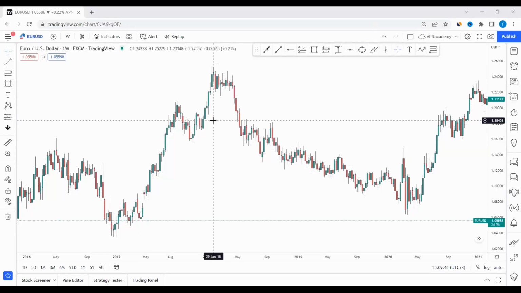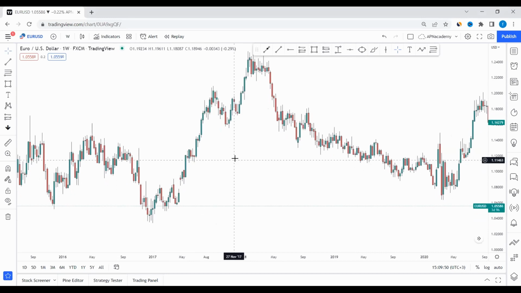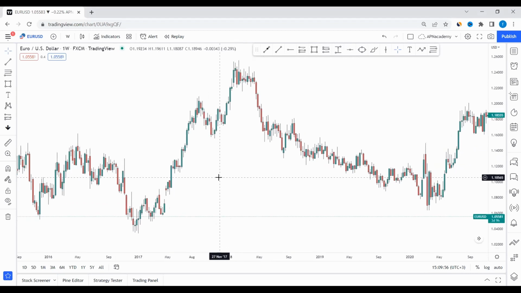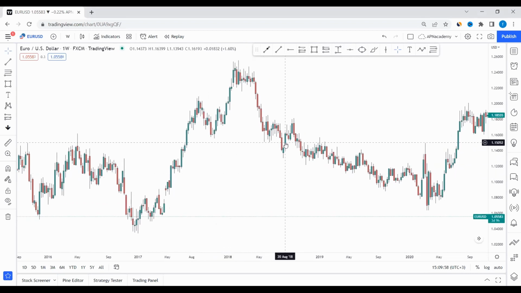Okay, so I am on my TradingView here. Now I'm going to first start by showing you what most traders do, how most traders draw their Fibonacci retracement tool and how they use it, which I would like you guys to avoid.